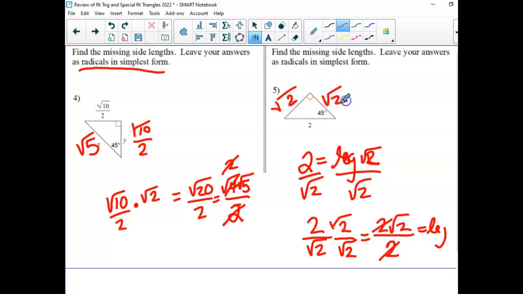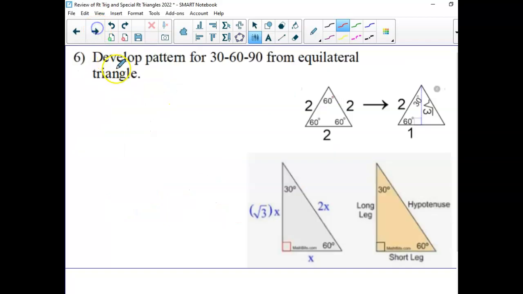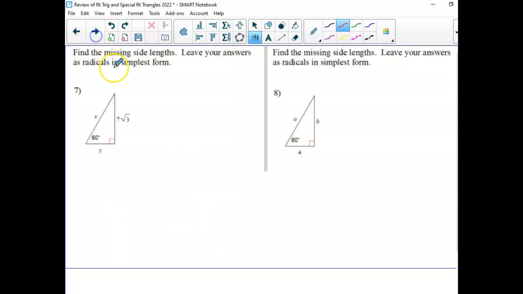Now, the 30, 60, 90 pattern is similar. It's a little more complicated. I will go over it with this class tomorrow. If I don't have technical trouble, though, the other classes will get this, so you can watch the end of the video. I'll try to re-record for those other classes.